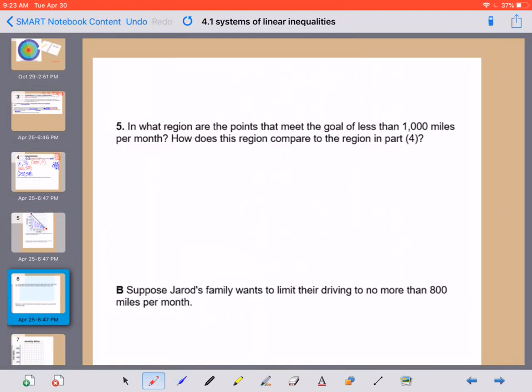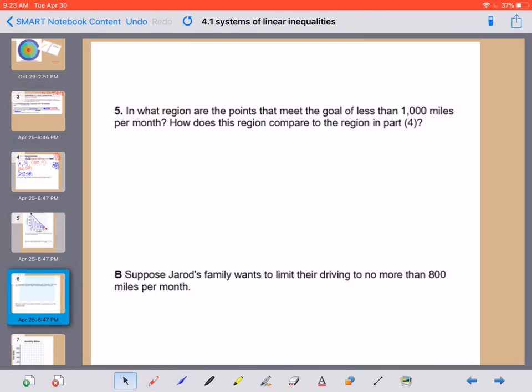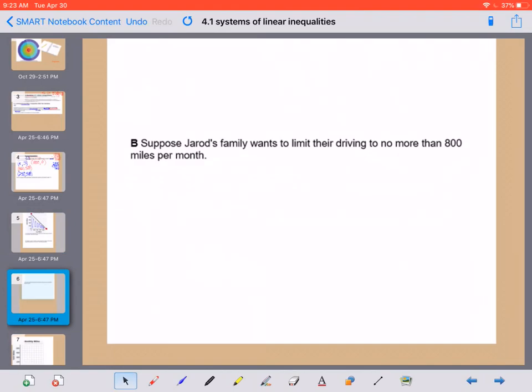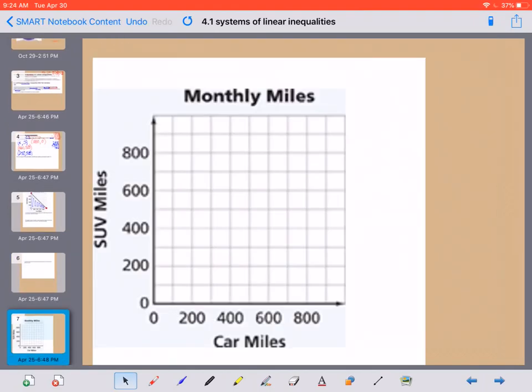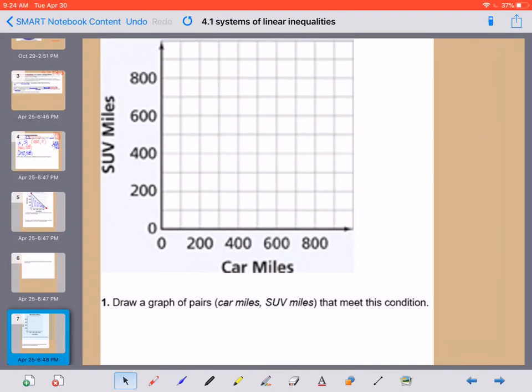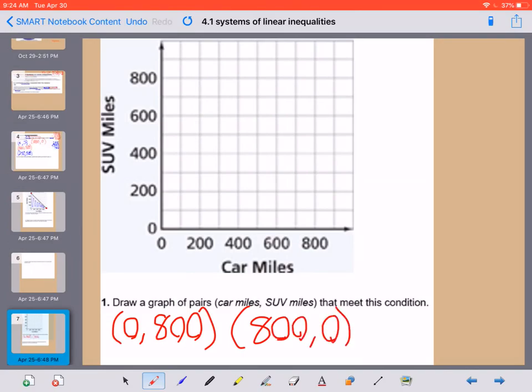The next one says, suppose Jared's family wants to limit their driving to no more than 800 miles per month. So this time we're getting rid of the 1,000, but we're going to 800. So what they want you to do is draw this on this graph. So no more than 800. Draw a graph of pairs that meets this condition. Well, what I know is that I could have 0 car miles and 800 SUV. I know I could have 800 car miles and 0 SUV.